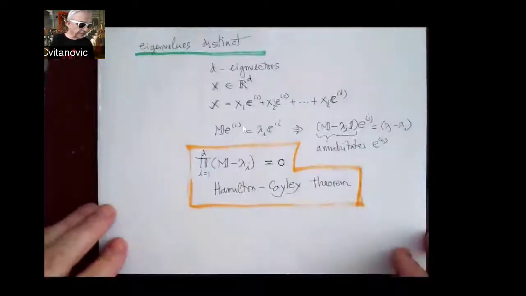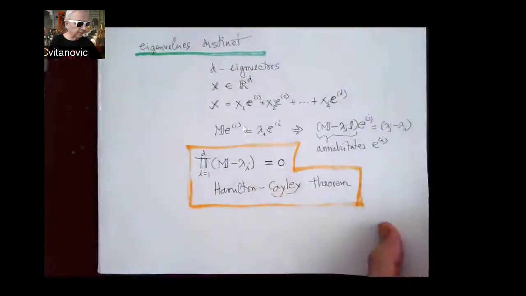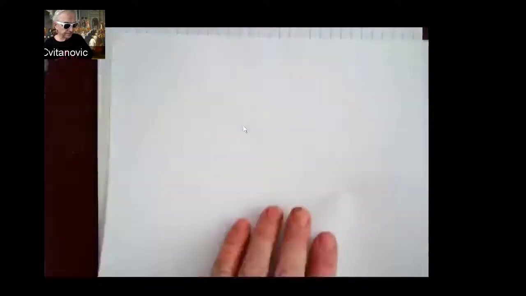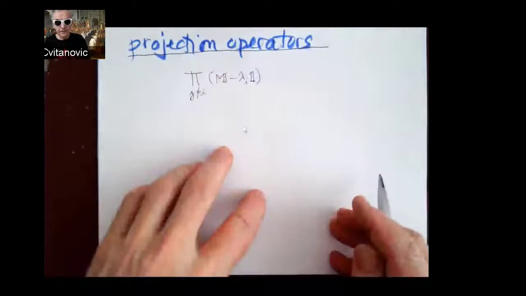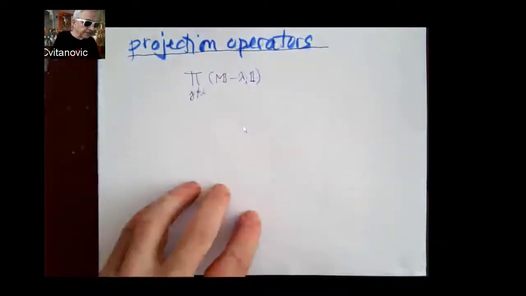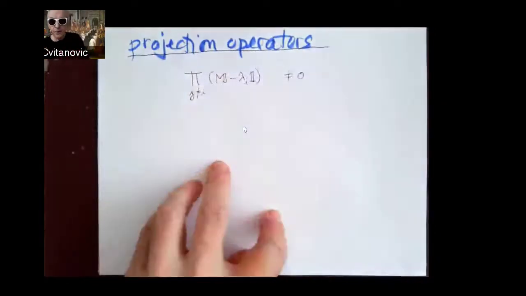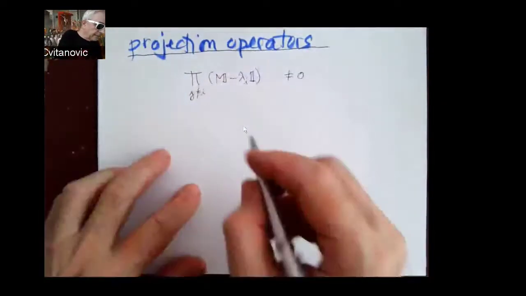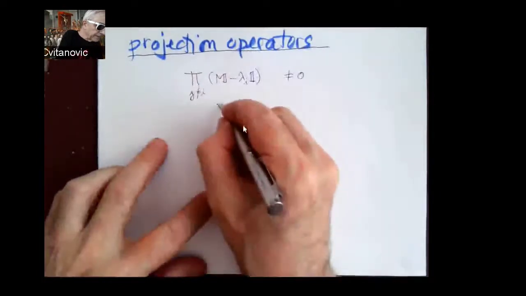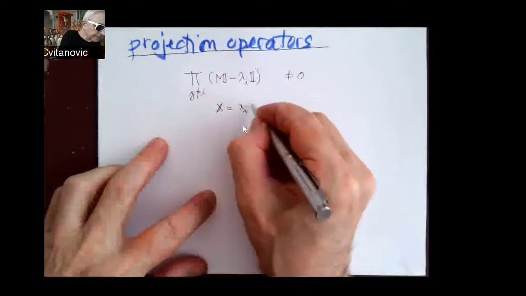Let's look at this product and just delete one term from the product. Because we have deleted one of the terms, this thing is not equal to 0. So what does this thing do? Well, apply to x, sum of x1, our eigenbasis.